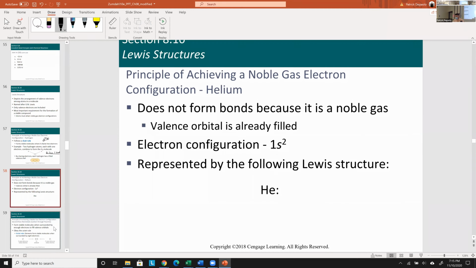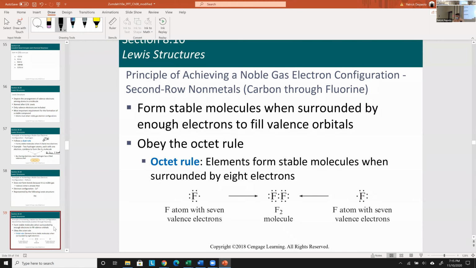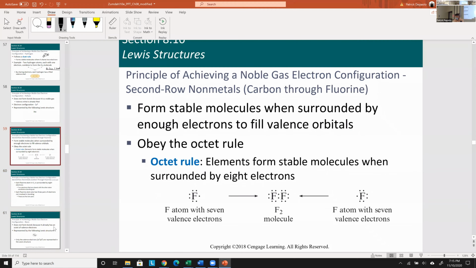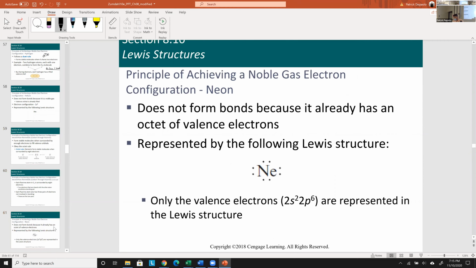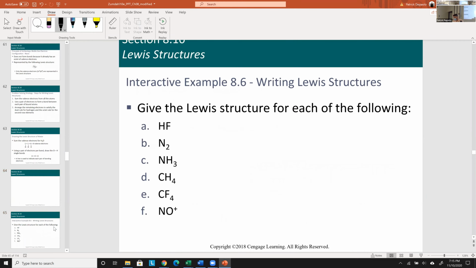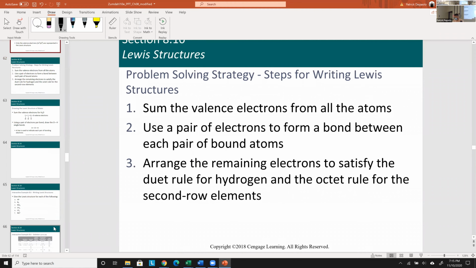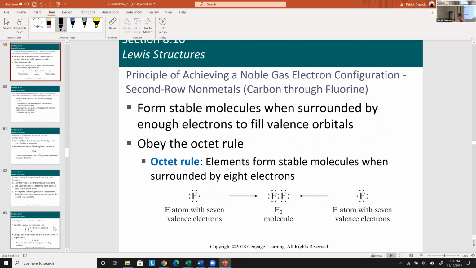Okay, hydrogen, 1 bond. Helium, no bonds, because its 1s2 shell is already filled. It doesn't want anything to do with more electrons. So we're never going to see helium in a covalent bond. Then a lot of the other elements follow the octet rule, where the elements form stable molecules when surrounded by 8 electrons. These 8 electrons could either be in bonds or in lone pair electrons.